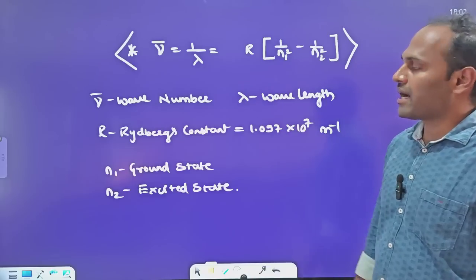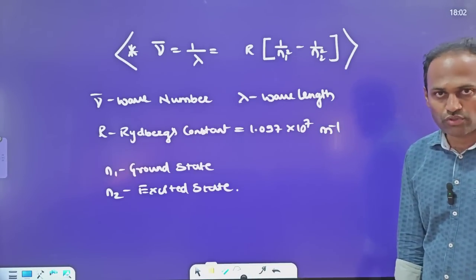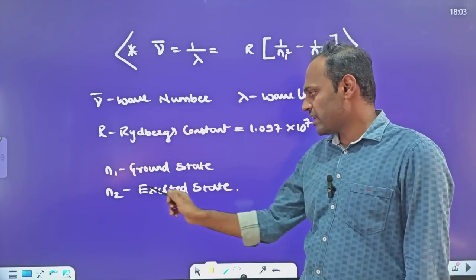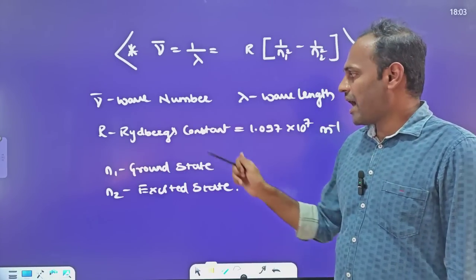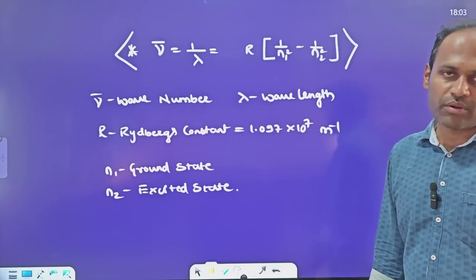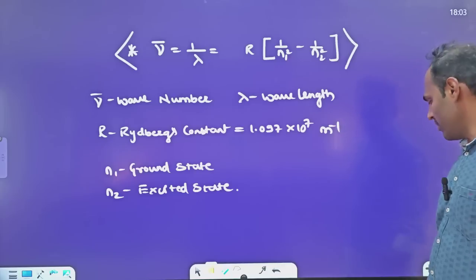It will come like this: R into the bracket 1 divided by n1 square minus 1 divided by n2 square, where n1 indicates the ground state and n2 indicates the excited state. R is Rydberg's constant, whose value is 1.097 into 10 raised to 7 per meter, right? Rydberg's constant, 1.097 into 10 raised to 7 per meter.